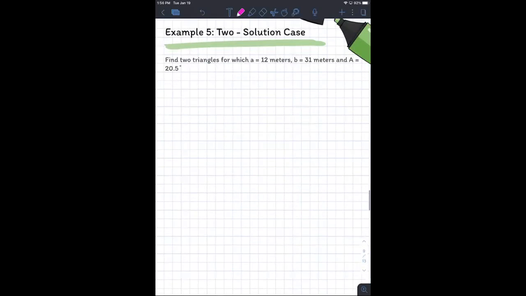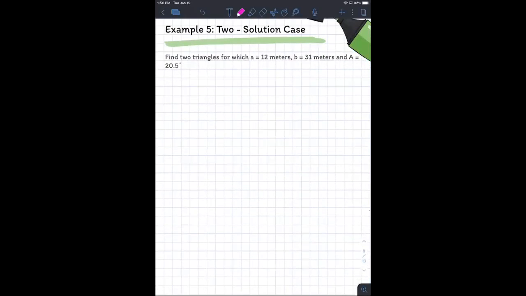All right, example 5. So this one is the 2 solution case, which just means that there's 2 ways we could draw the triangle. So I'm actually going to copy the triangles from the notes because I'm really bad at drawing triangles. So if we had 2 triangles for A equals 12, B equals 31, and angle A equals 20.5, let me draw them for you. Here's triangle 1. A equals 12, B equals 31, and angle A equals 20.5 degrees.